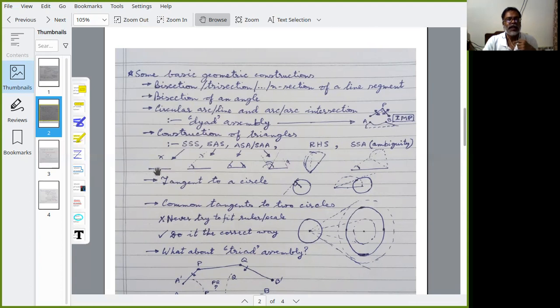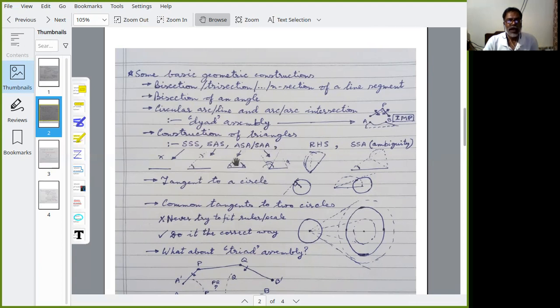You put one side and then draw circular arcs with radii equal to the other two sides. Wherever they cut, there is the third vertex. Similarly, the SAS congruence result gives you another scheme for triangle construction with two sides and the included angle. The ASA or SAA congruence rule gives you the working rule for triangle construction, for which two angles and a side are given.